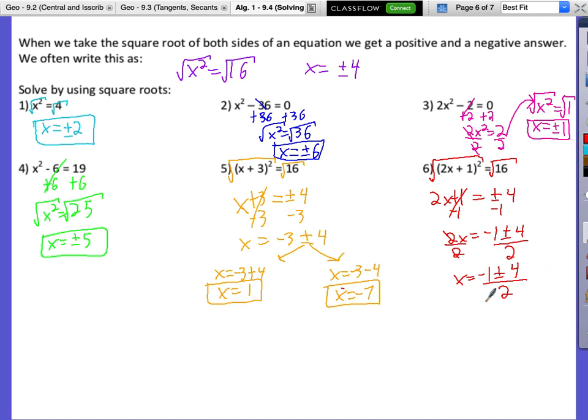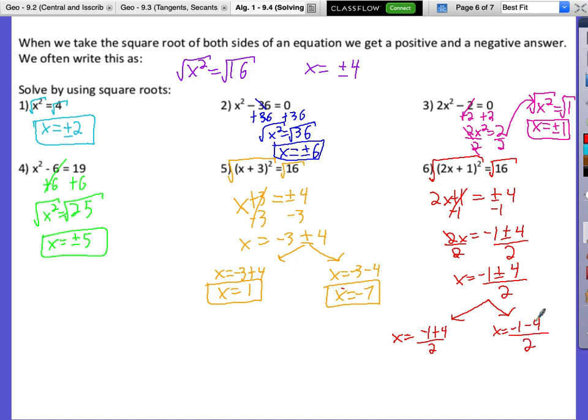So now we're going to split our equation into two, into one where this is a plus sign and one where this is a minus sign. So for the first one, we'll go ahead and make it plus. So x is equal to, everything else is the same, negative 1 plus 4 over 2. And the other equation will be what? Can somebody tell me? Graydon? X equals -1 minus 4.